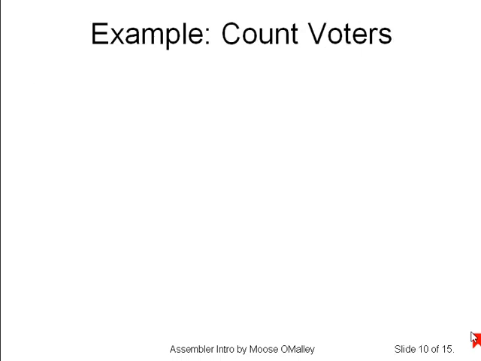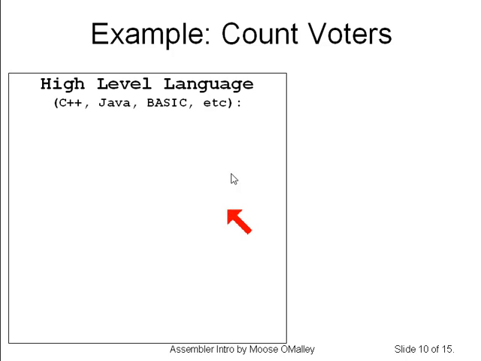Let's look at some examples. So I have the high level language over here, and it's going to be just the general language, not even a programming language. It's going to be more like pseudo code. And then we'll have the assembler equivalent over here. So let's look at a high level language, and I'm going to count the number of voters. So int voters is equal to 0, no voters so far.